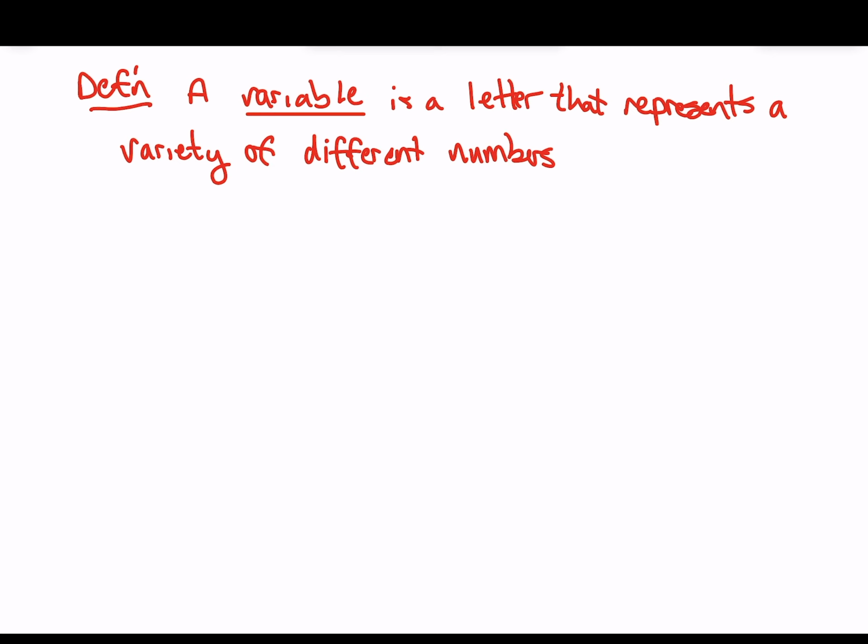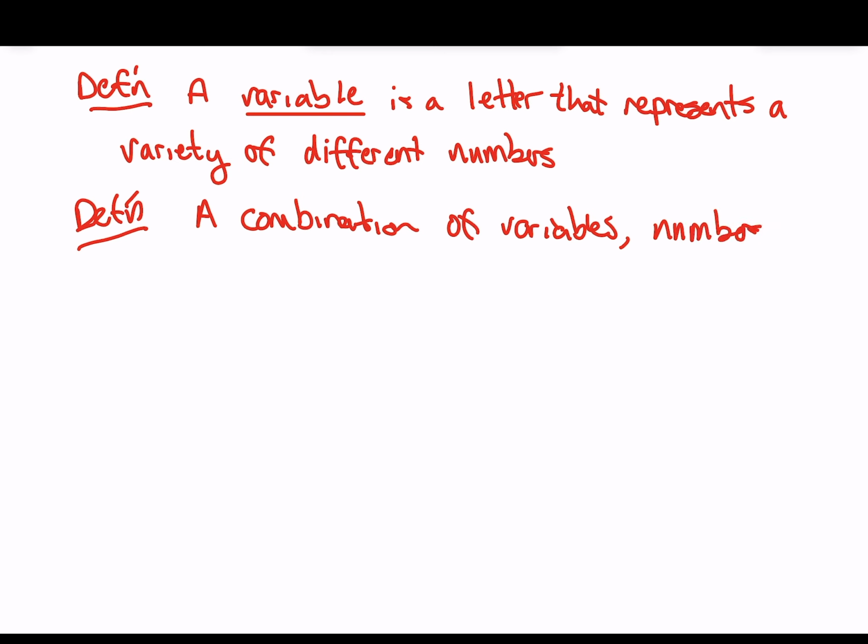Okay? So if we want to combine variables and numbers using operations, that's called an algebraic expression. So let's define that. A combination of variables, numbers, and operations is called an algebraic expression.